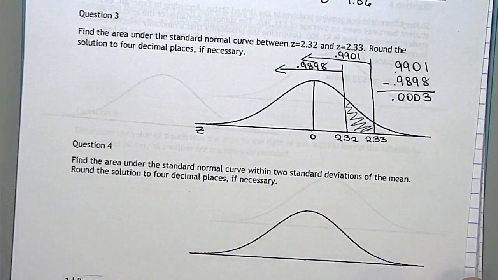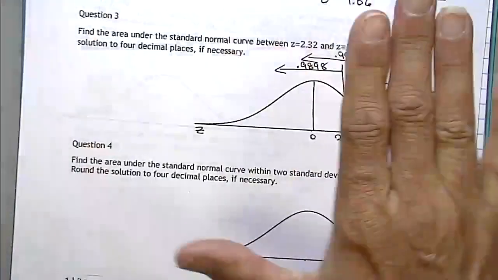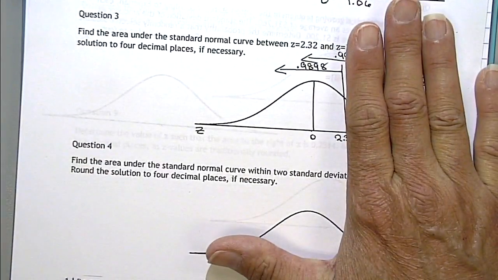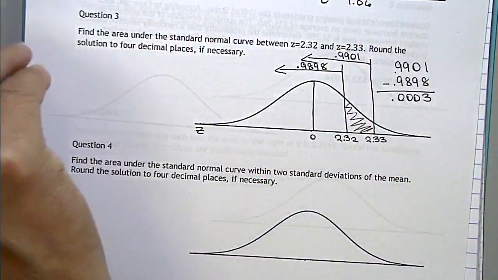Are you good so far? How do you find the area to the right? Well, you find the area to the left, subtract it from 1. How do you find the area between two z-scores? Look up both of them, subtract the smaller area from the bigger area. It gives you the area between. Always. This is always, okay? How would I find the area to the left? Well, you just look it up. That's not hard, is it? If they just ask me the area to the left, all I've got to do is look it up.